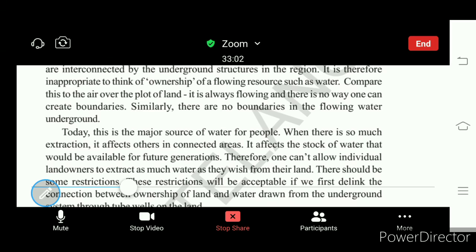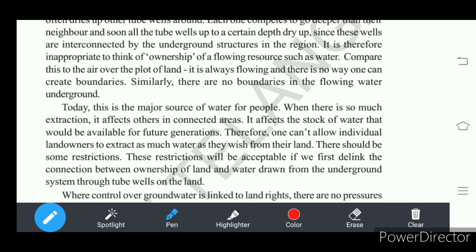So for that purpose, we need to de-link. That means de-link in the sense of disconnecting the ownership of land and the ownership of water, right? That means the person who is the owner of a land will not be the owner of underground water. That should be the point we need to bring into the law. Understand? So the current laws are inappropriate and flawed, and not suitable for underground water which is a flowing resource. So it is meaningless that the person who is the owner of the land is also the owner of the water. That is meaningless. Understand?